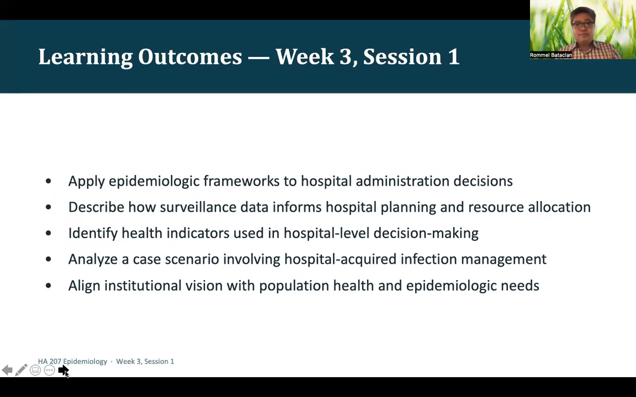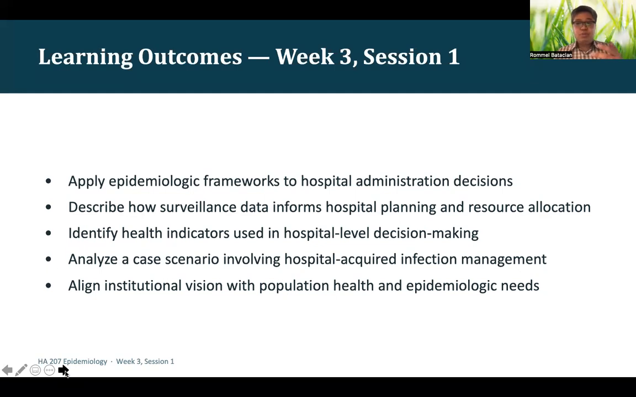The first one is you apply these frameworks to the decision making in the hospital. You would be able to look at a hospital problem and immediately reach for the right epidemiologic tool that will help you guide for the solution of that particular problem.